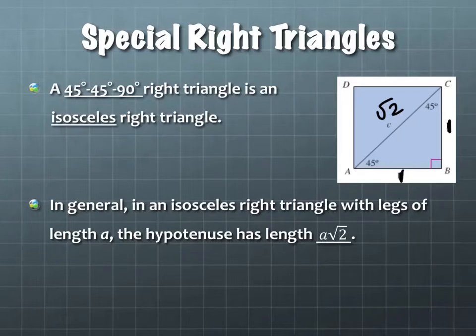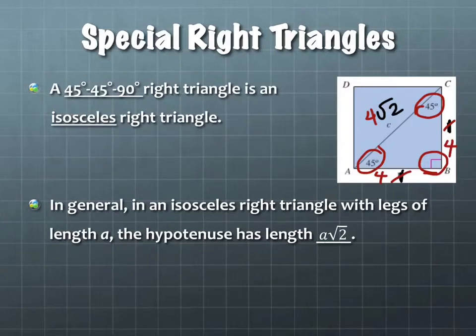And that's fine, but there's really nothing special about it being 1, 1, and square root of 2. What happens is that if I had, let's say, 4 and 4 here, then this would be 4 square root of 2. If I had 7, it'd be 7 and 7 and 7 square root of 2. That's the relationship as long as you have a 45-45-90 triangle. Okay, special to that kind of triangle.